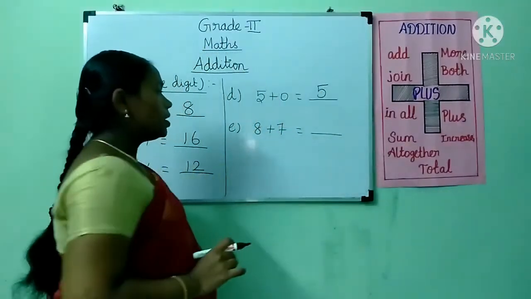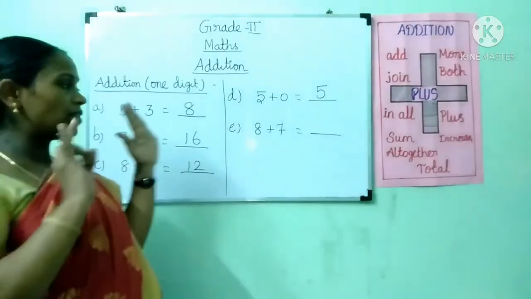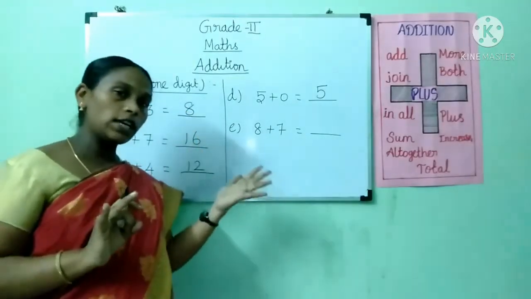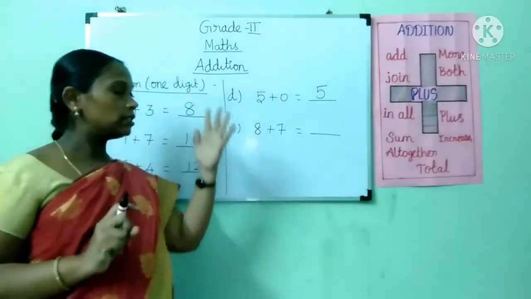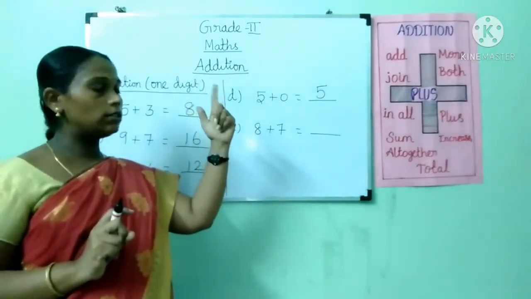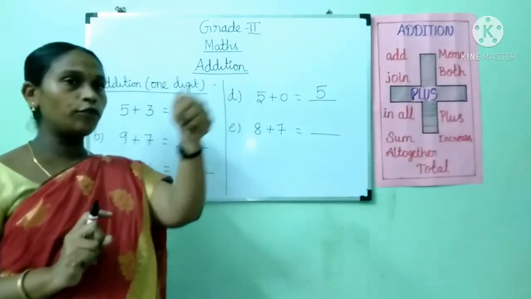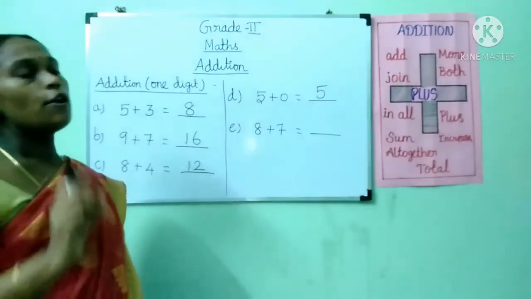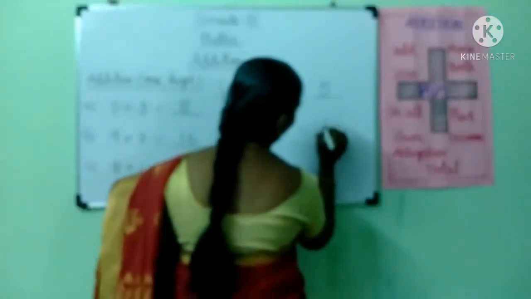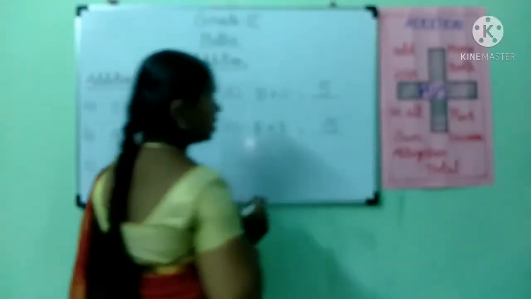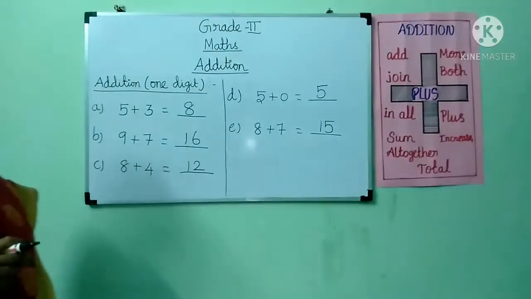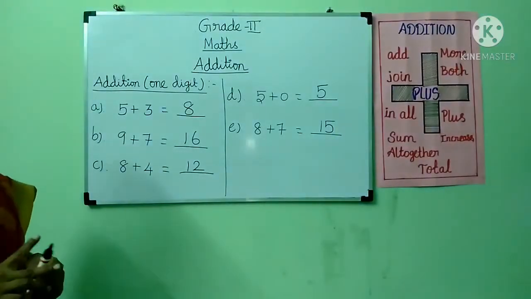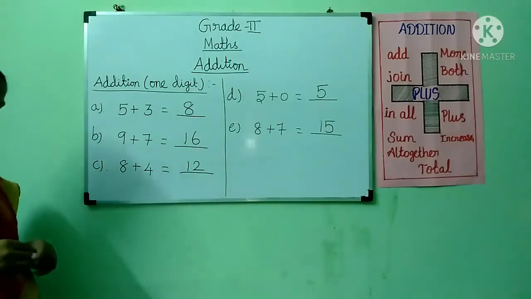The second number, 8 in the mind, 7 in the finger. 8 after 9, 10, 11, 12, 13, 14, 15. So what will come answer? 15. 1, 5, 15. Are you clear, children? How to add the sums? Single one digit number. Okay. See, another example.